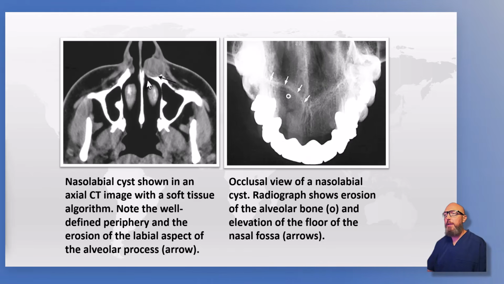So case in point here, we have an axial CT. Patient had a little bit of swelling in that nasolabial fold, and this definitely looks like something that arises in the soft tissue, doesn't it? Just looking at the epicenter of that lesion, and then it's eroding. It's causing a well-defined smooth border.